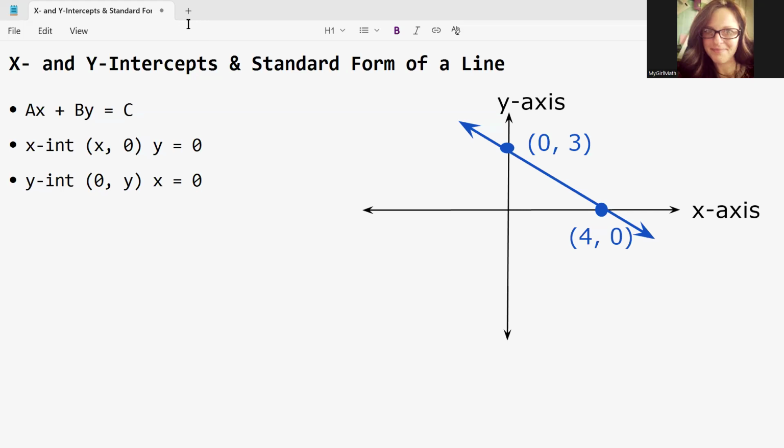starting with the x-intercept. The x-intercept is the point where the line crosses the x-axis. The x-intercept is 4. Notice that the y value, when we have the x-intercept of 4, is 0 for the x-intercept.